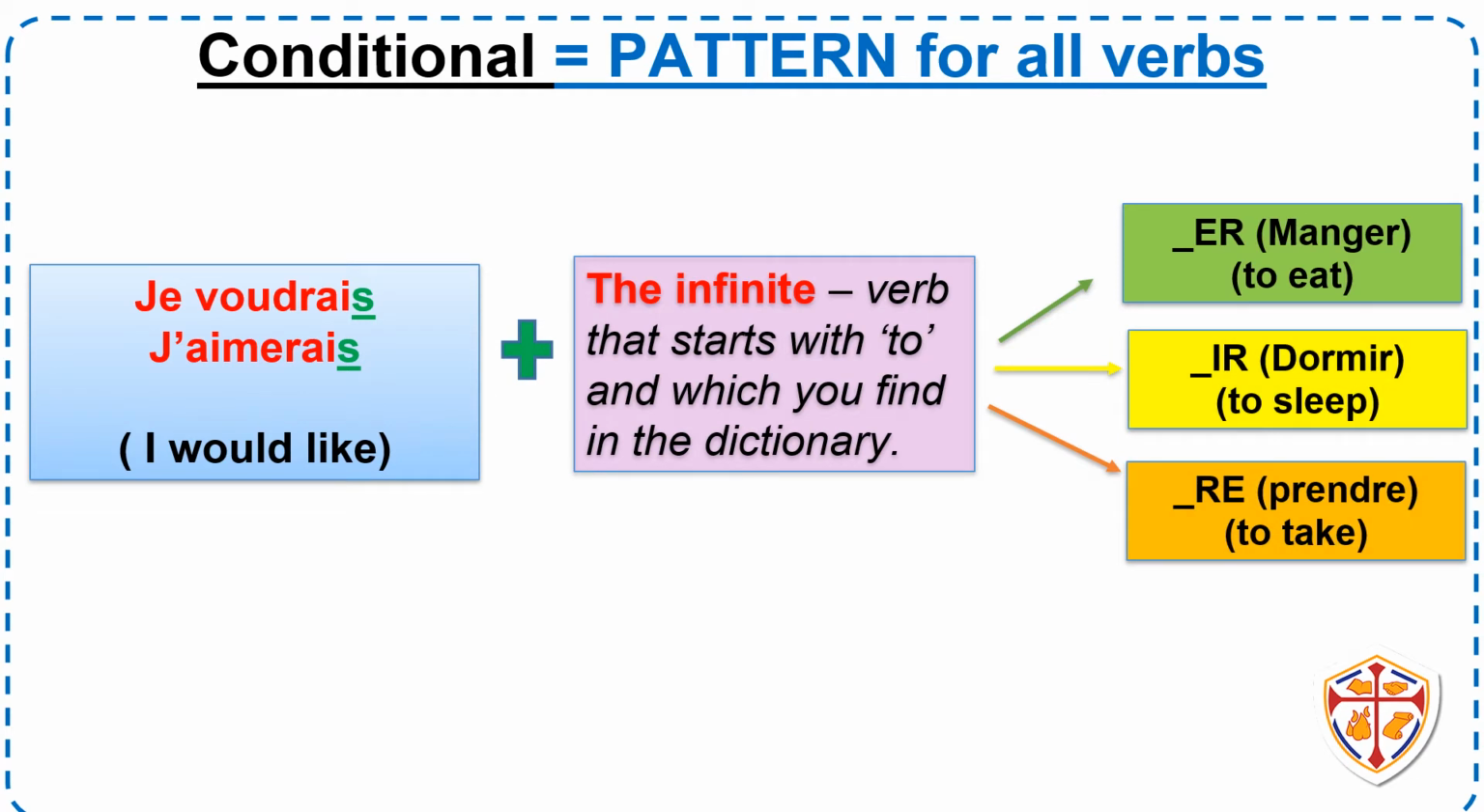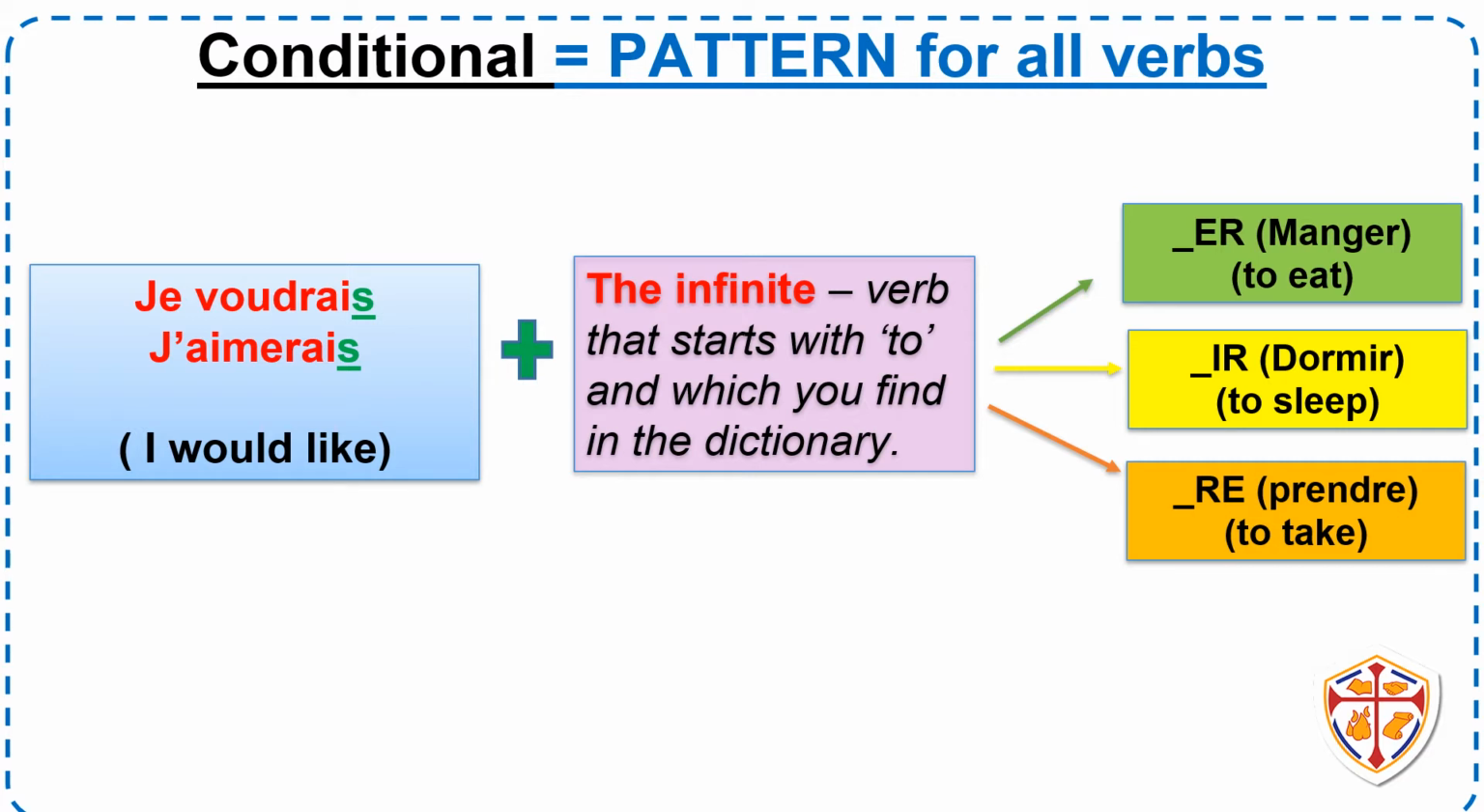Let's look at the pattern for the conditional tense in all French verbs. If you look at the blue box, je voudrais and j'aimerais, I would like, shows that the conditional tense is used to describe things we would do. This conditional tense is followed by the infinitive. An infinitive is a verb that starts with "to" and how you can find it in the dictionary. For example, to eat, to sleep, to take.